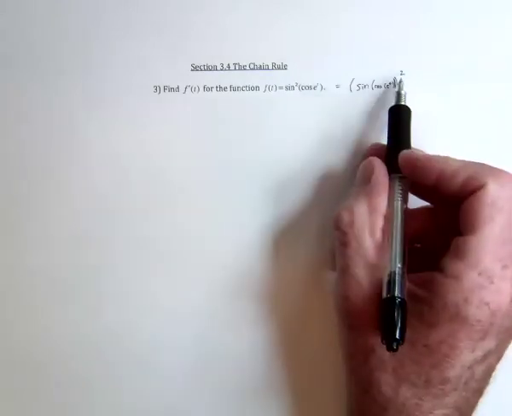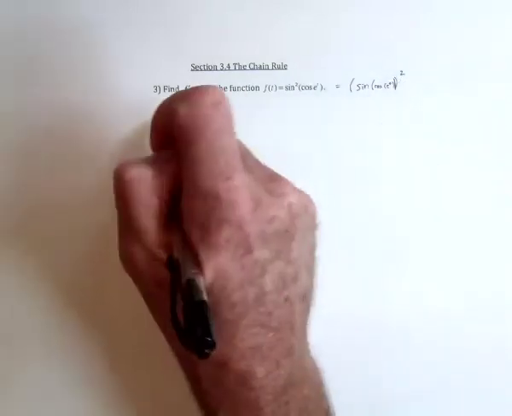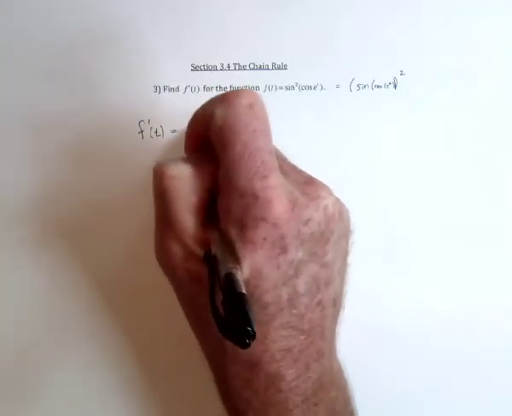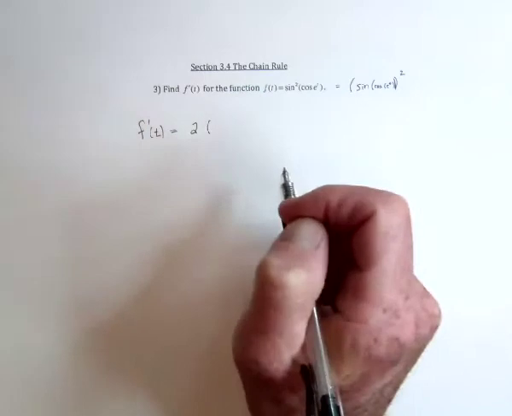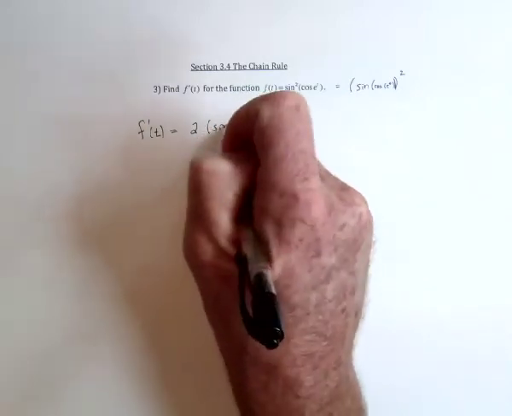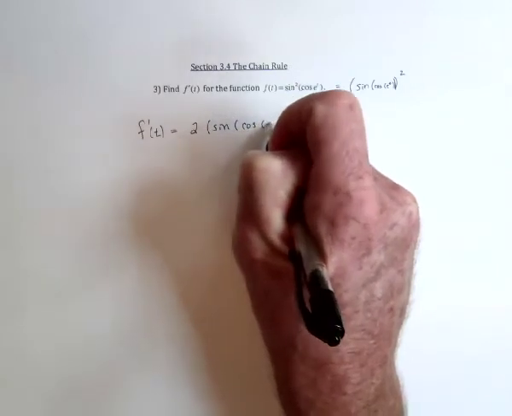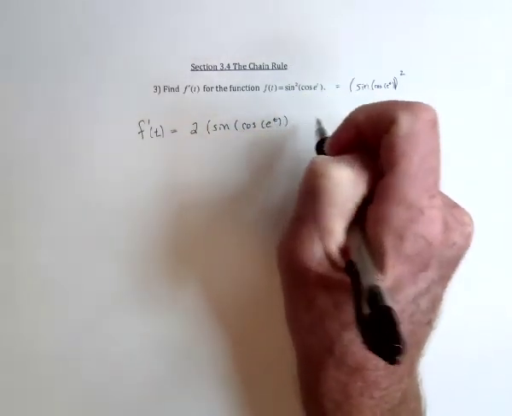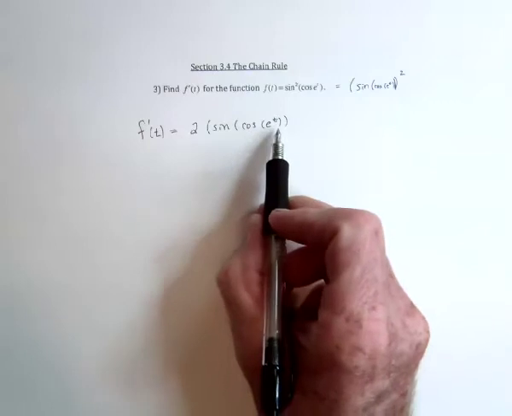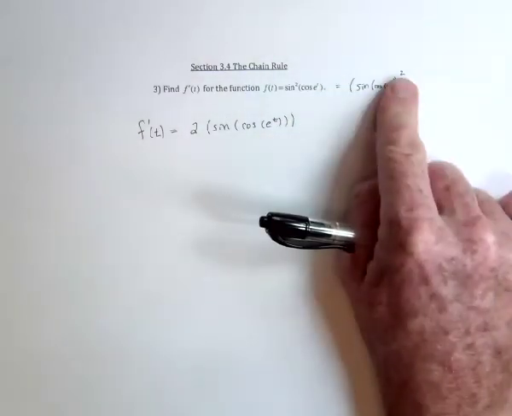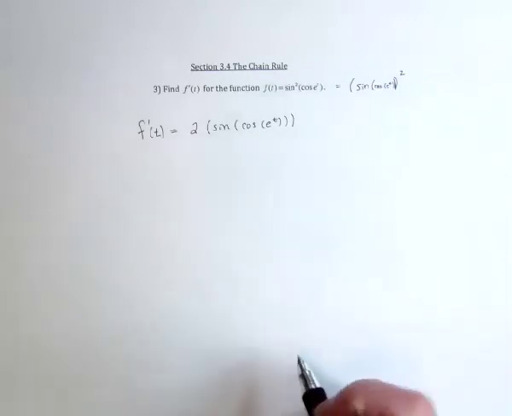So we take the derivative of the outermost function first of all. So it's going to be 2 times all of that stuff, sine of cosine of e to the t. Check my parentheses one more. And then subtract 1 from the exponent, so now it's just a 1.